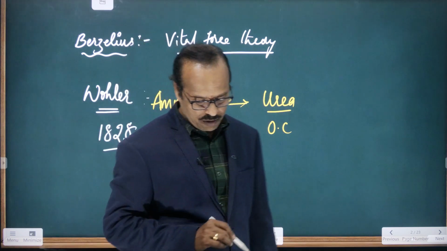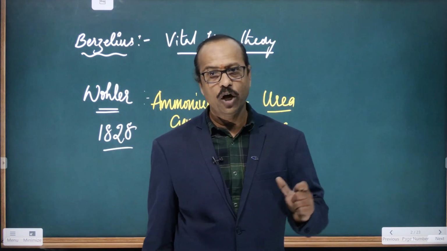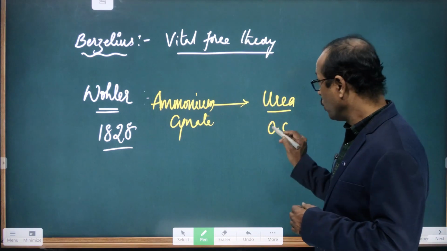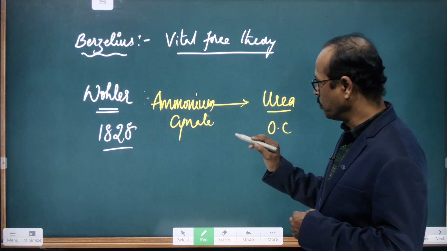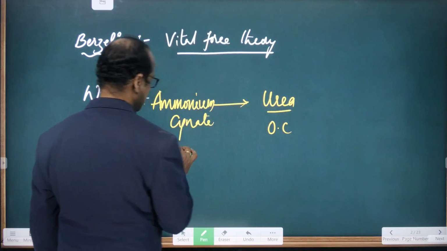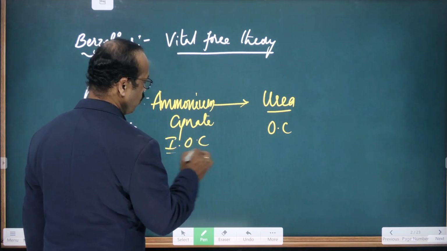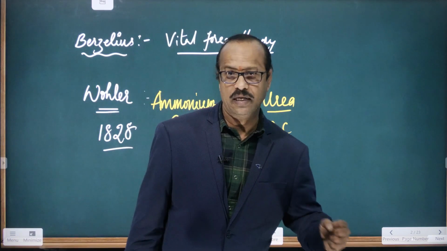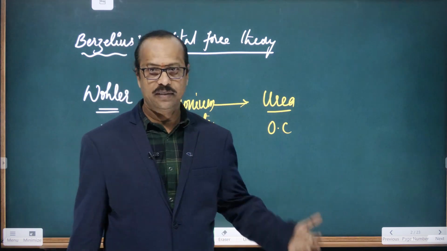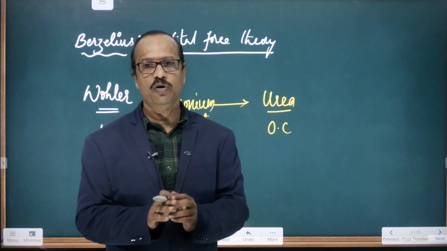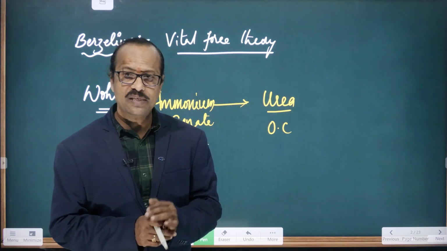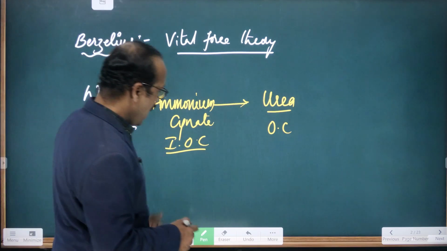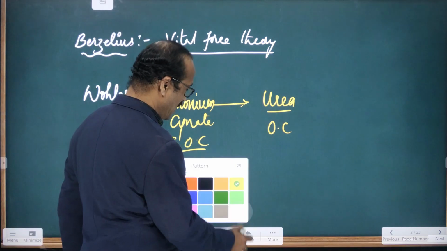From the ammonium cyanide, this Wöhler prepared a compound called urea. What is urea? Urea is an organic compound. What is ammonium cyanide? Ammonium cyanide is an inorganic compound. Inorganic compound means what? Which is obtained from the minerals, from the earth, from other sources, not from living organisms. Such a compound is called an inorganic compound. So here ammonium cyanide is an inorganic compound, and this urea is an organic compound.